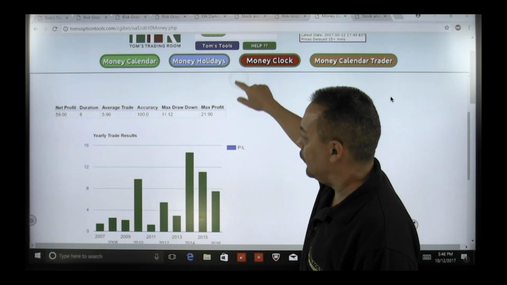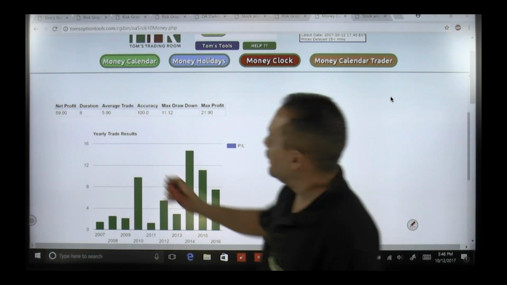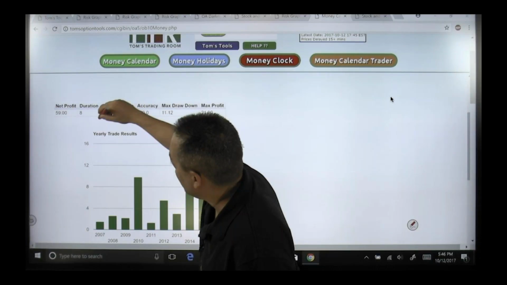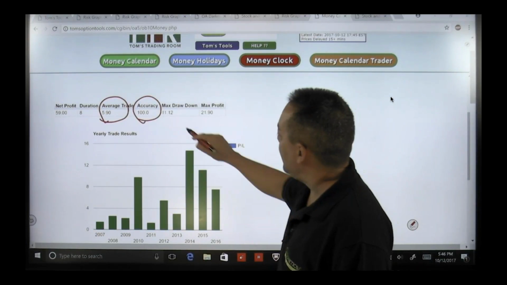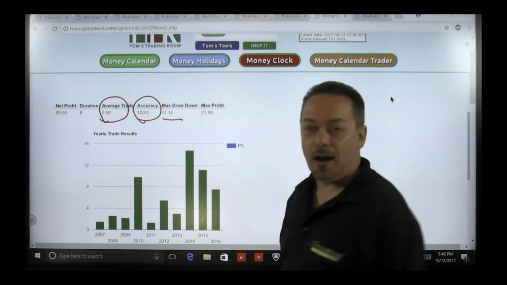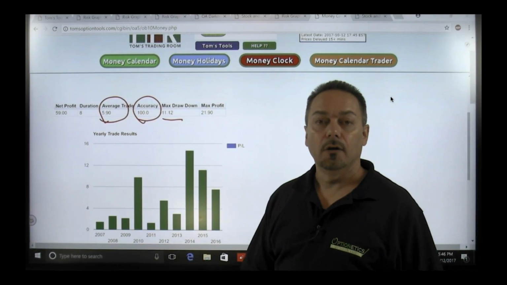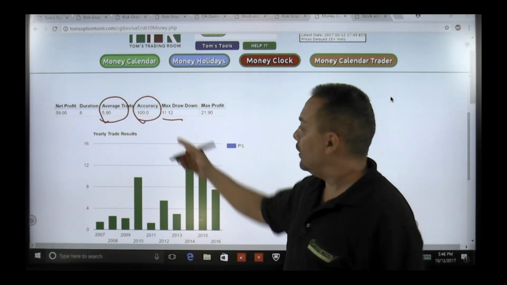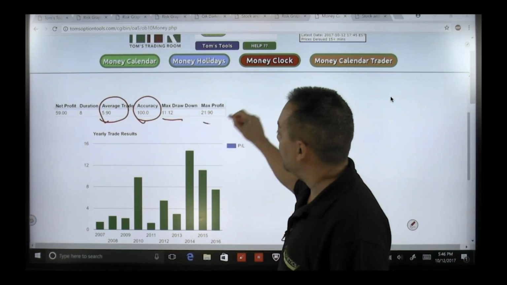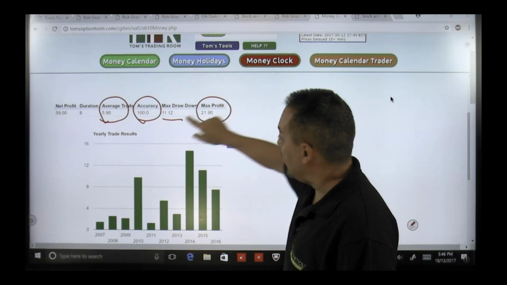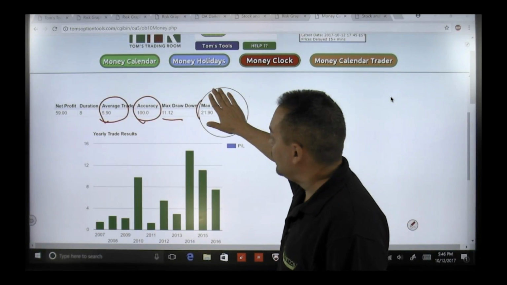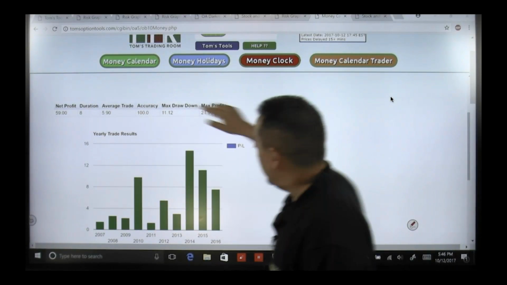The other thing I notice is that the average trade netted a profit of $5.90, 100% accuracy the last 10 years. Maximum drawdown means how far did it go against you when the pattern started? Well, it went down $11.12, but look at the maximum profit potential, $21.90. This is actually a good looking trade. It has a 2-to-1 run up to drawdown. This is good stuff.